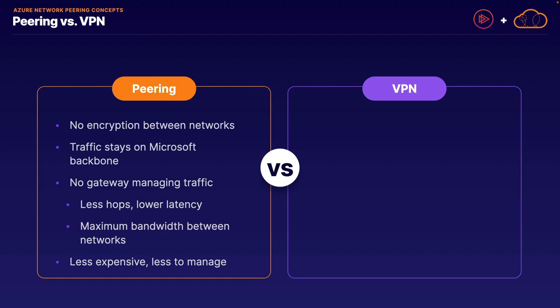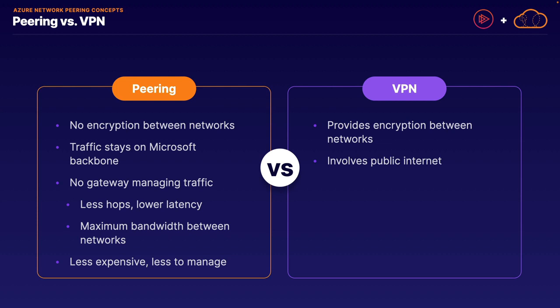So higher performance, lower cost, and a lot easier to manage is really the main benefits of network peering. With that said, there are key differences working with VPN, which also has a few benefits as well. One of the biggest benefits of using VPN, especially between virtual networks, is that it encrypts traffic between networks. However, it does involve routing traffic over the public internet, even if we are simply linking two virtual networks together.